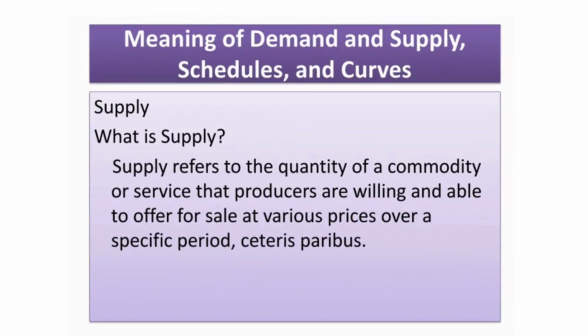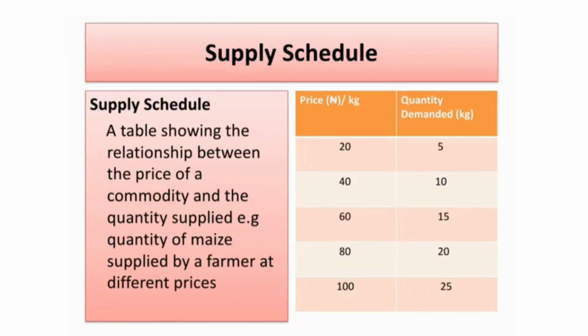So what is supply? Supply refers to the quantity of a commodity or service that producers are willing and able to offer for sale at various prices over a specific period of time. The supply schedule, just like the demand schedule, is also a tabular representation of the relationship between the price of a commodity and the quantity supplied by the supplier.